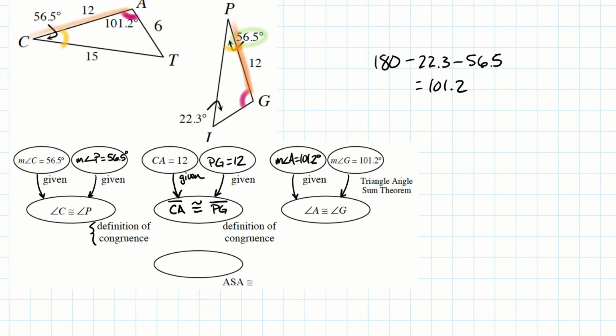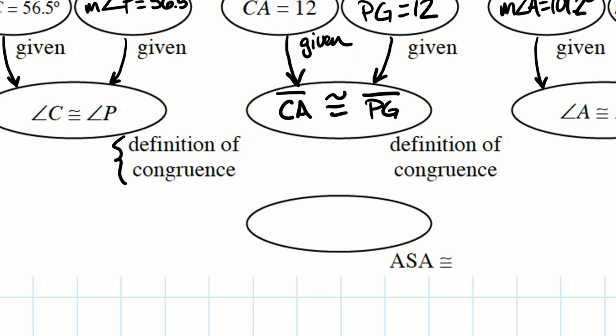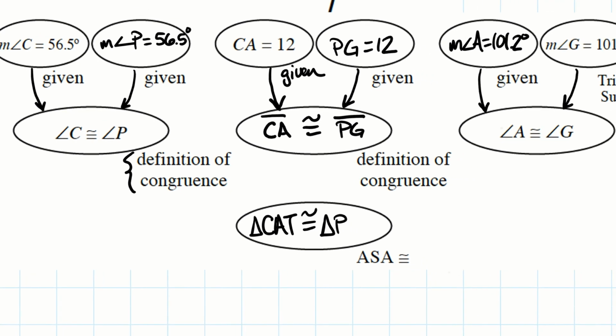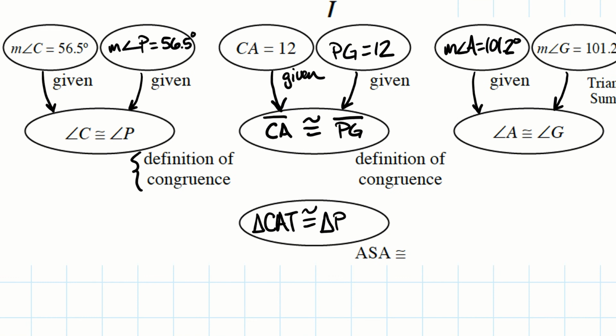And if I was to say, for example, I'm going to put down triangle CAT, and that is congruent to. Now I have to match up parts. So I know the angle C goes with angle P. So I'll say triangle P was the one that went here. For A, it went with G. Angle A went with angle G because those were the two that were 101.2. So if I have angle A listed second, I'm going to put a G here. And then the last one I do is going to be angle I.